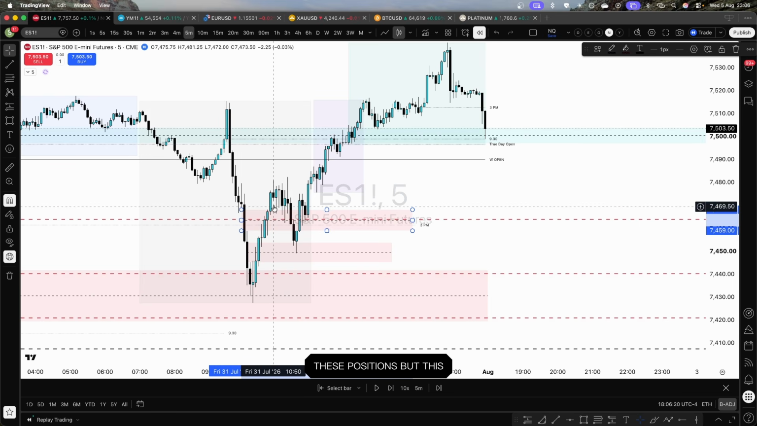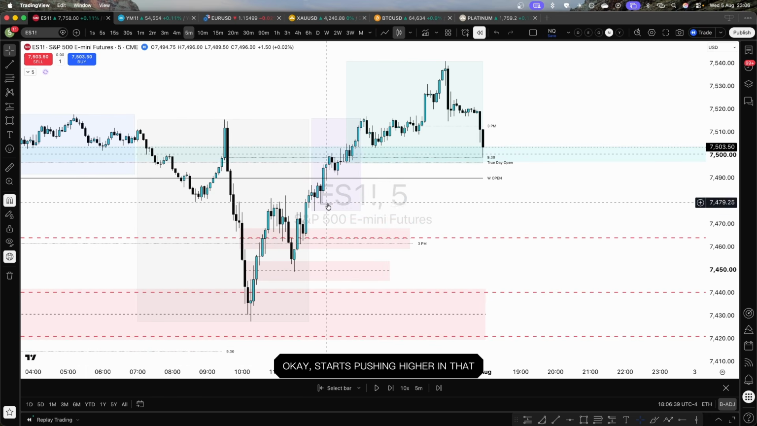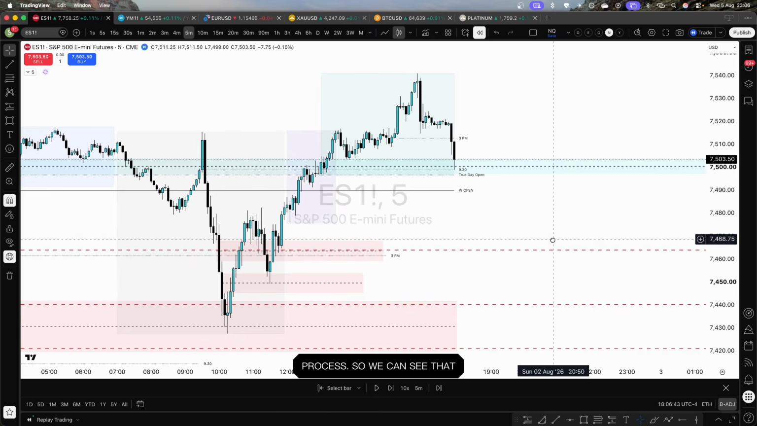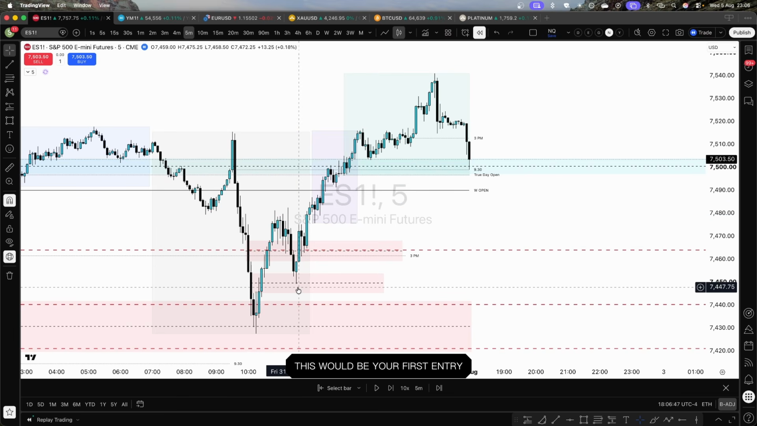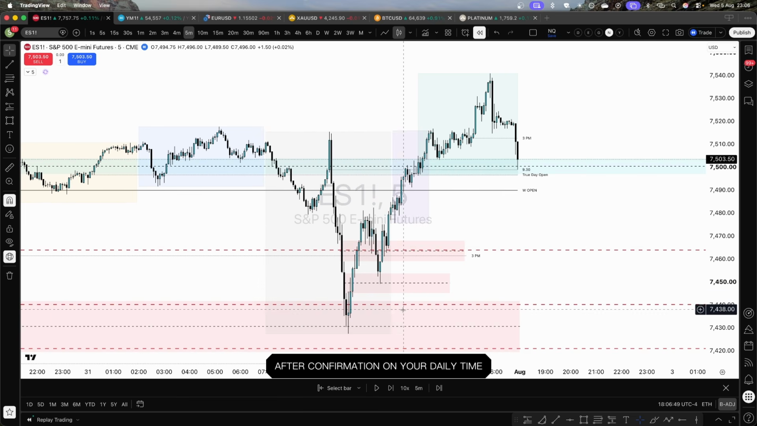Essentially, you could enter these positions, but this is where time comes in, and you can see at 11:30, this is a macro time, the market trades into this small little gap and also this inversion gap, and then starts pricing higher. Okay, and it just becomes like a footstep ladder. Okay, starts pushing higher in that process. So we can see that this would be your first entry after confirmation on your daily time frame.